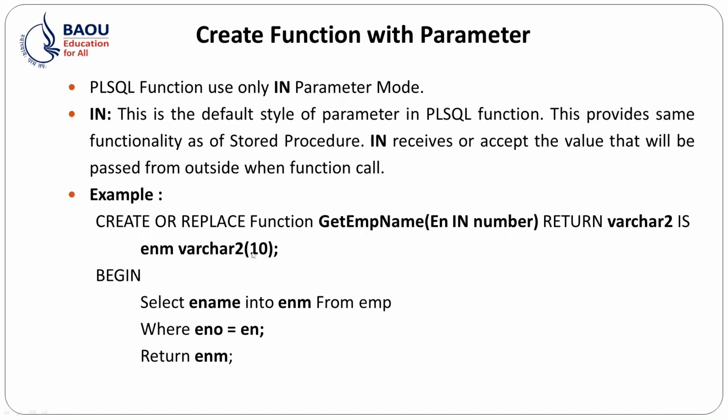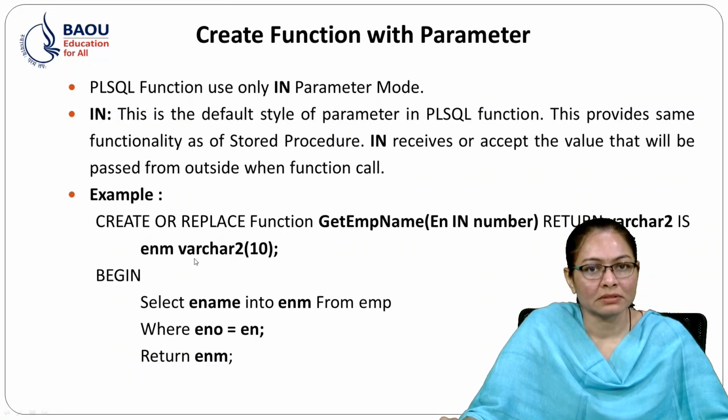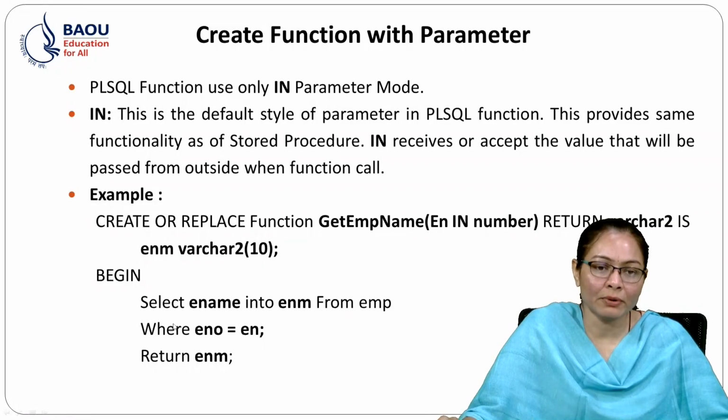And this data type and size is matched with the table column name. So employee name is the column name. Its value is stored in an enm variable. Now, from the employee table, where e number is the column name, here e name is the variable name.